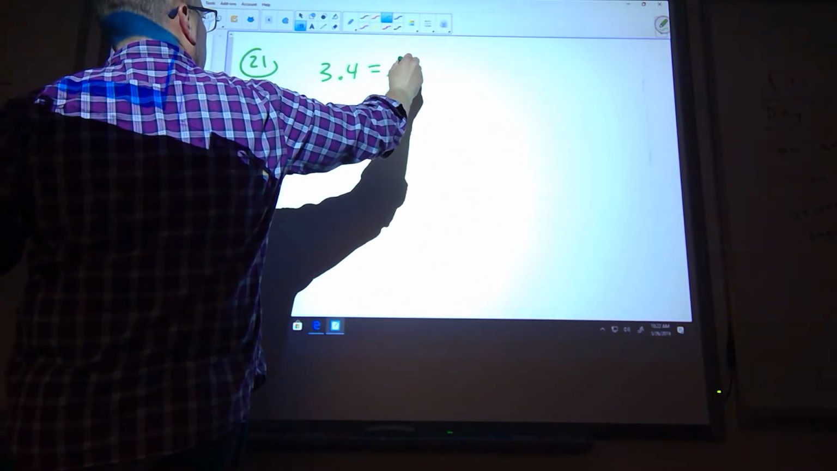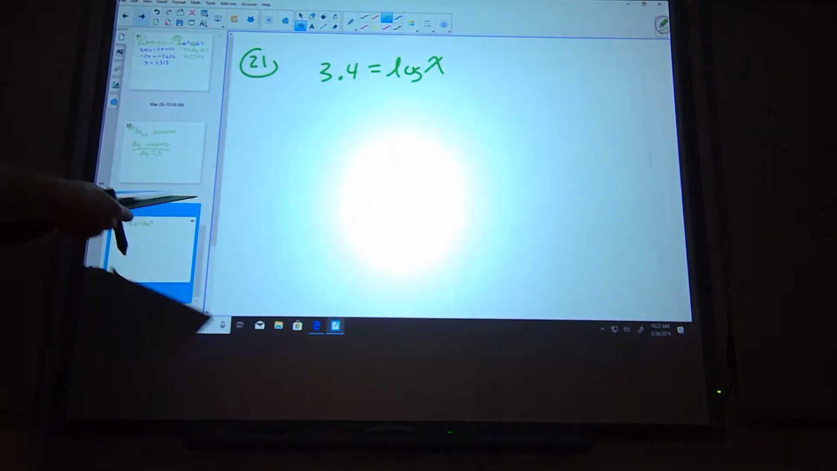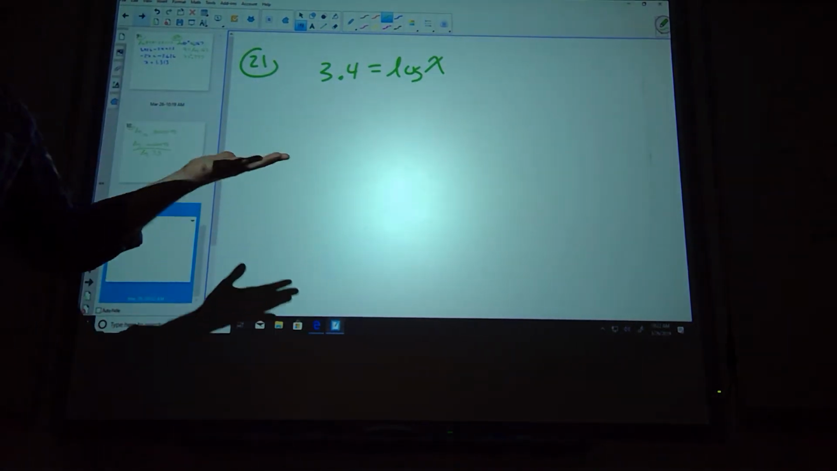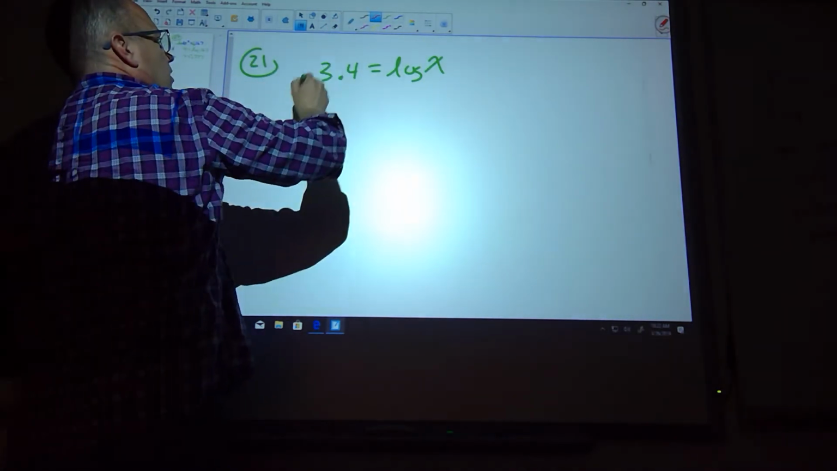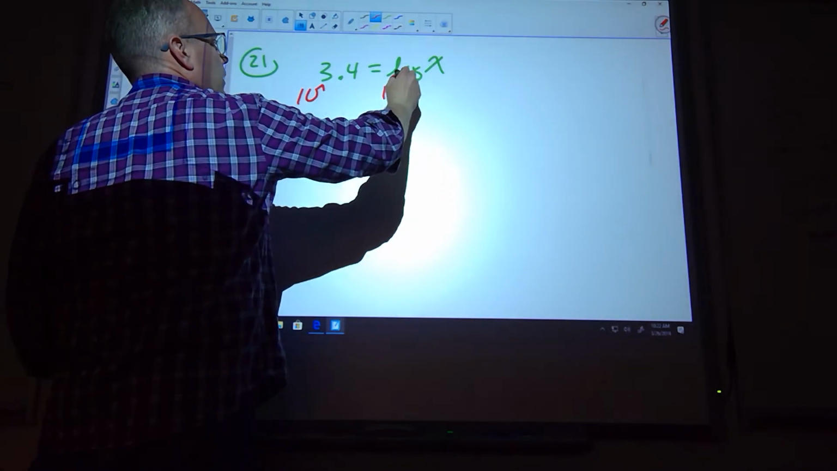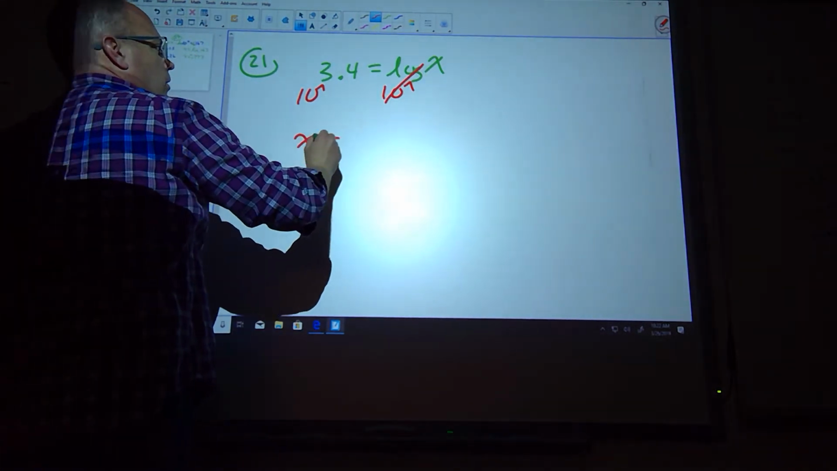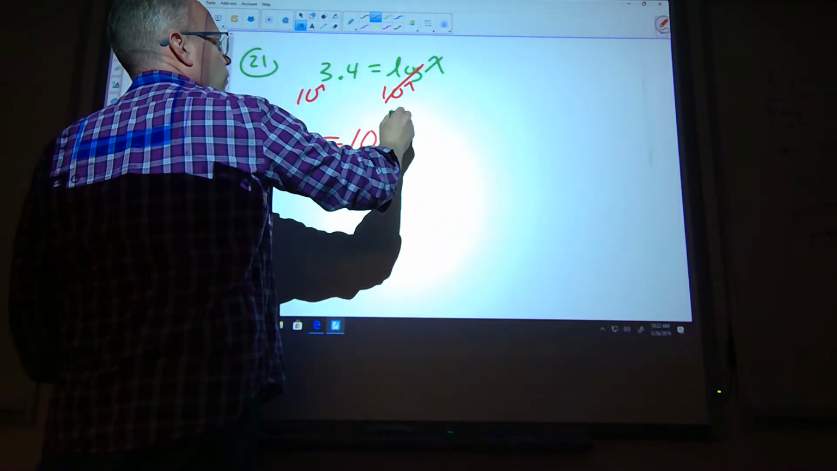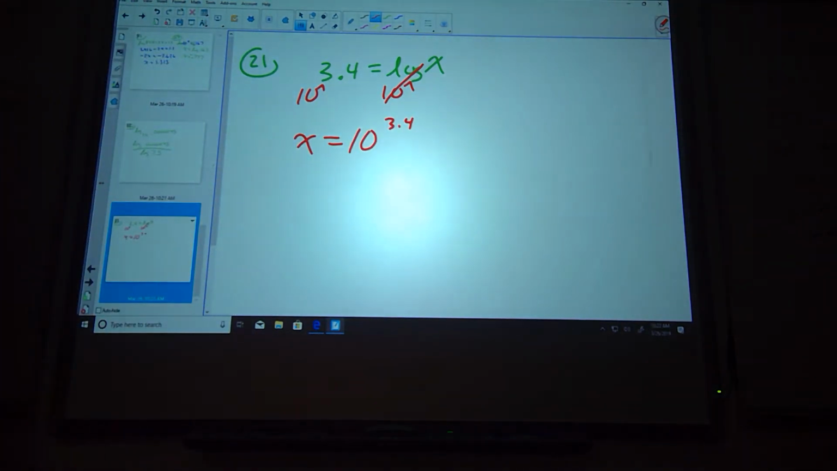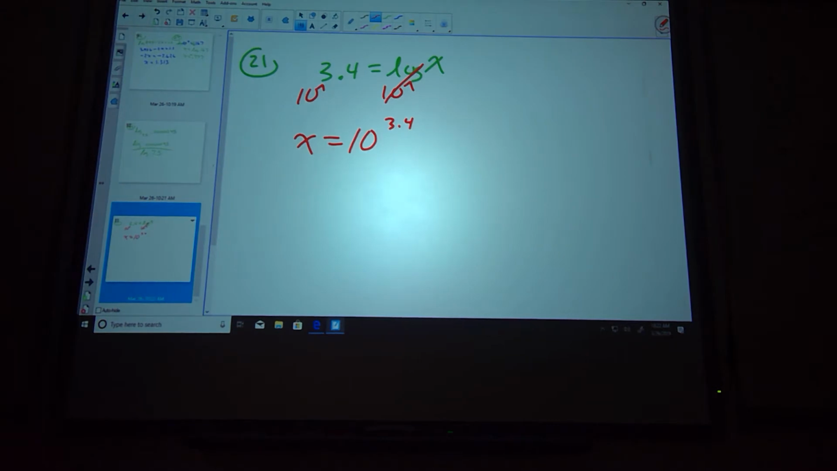3.4 equals log x. So I want to undo the log, okay? And that's log base 10 because we don't see anything, right? So each side is going to become an exponent. So those cancel, so I get x is equal to 10 raised to the 3.4 power, and then whatever that would come out to on your calculator. It's over 1,000.